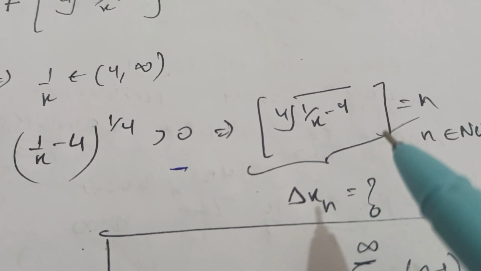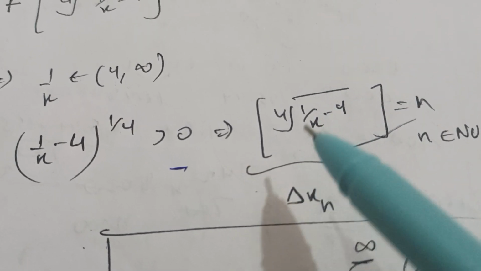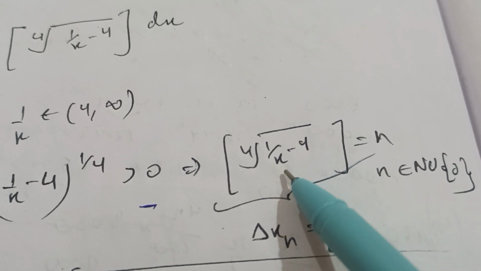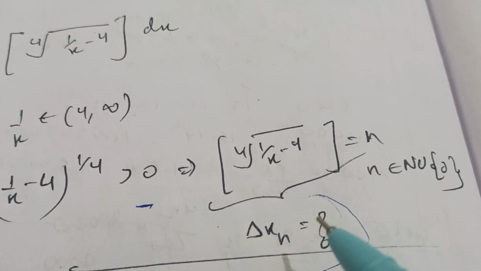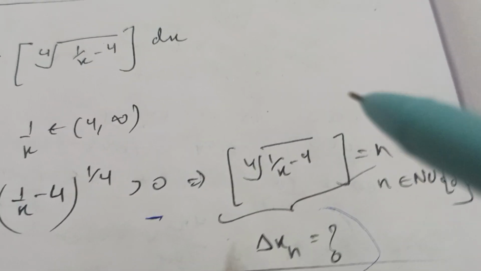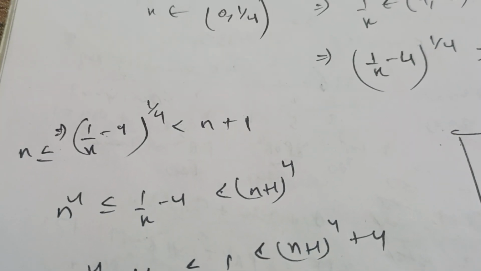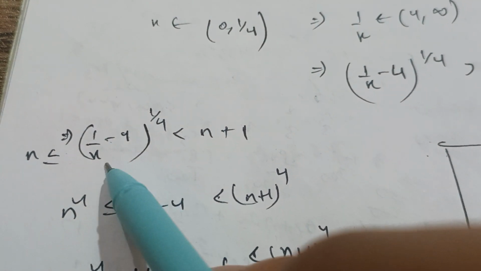You see now that for different x we can get different n, so that's why I've given it delta xn. What is the difference between two consecutive terms in this function? Okay, now move on.